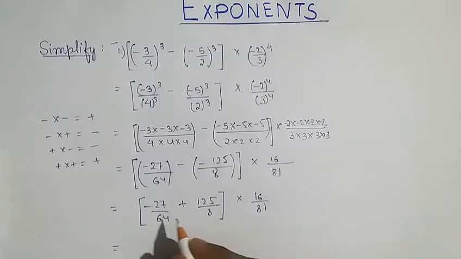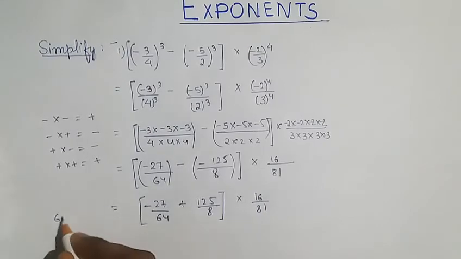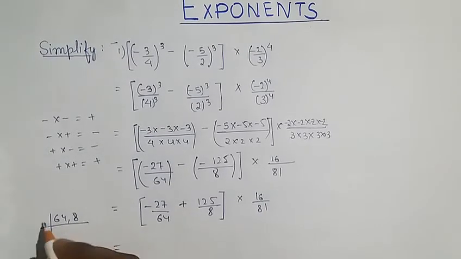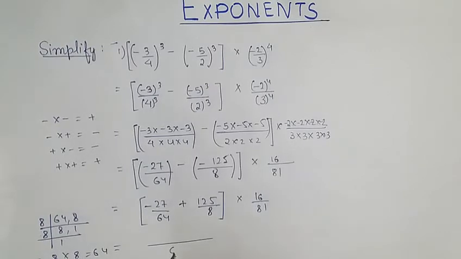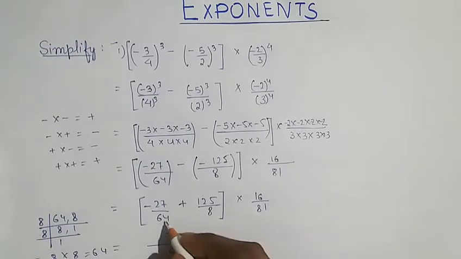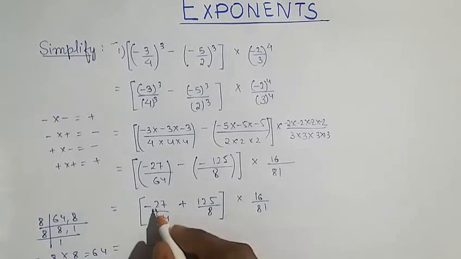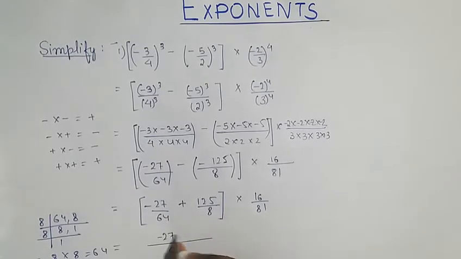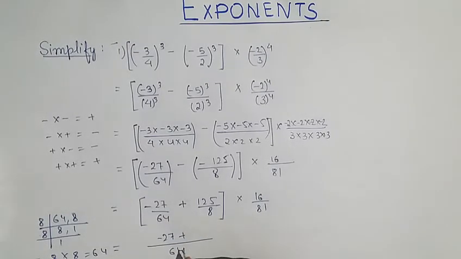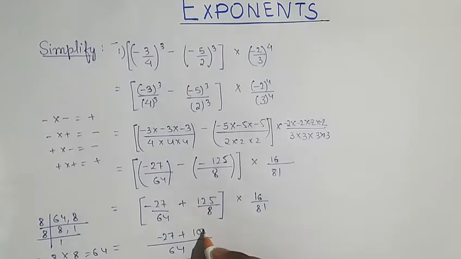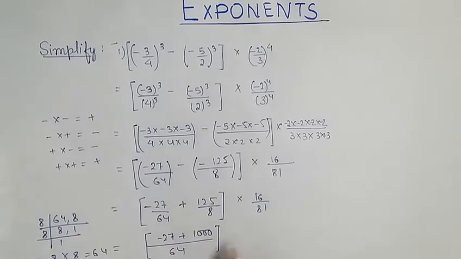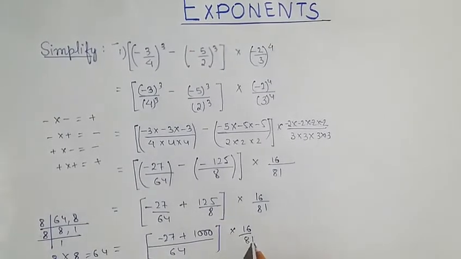Now here we have to add two fractions. So we will take the LCM of these two numbers, 64 and 8. 8 8s are 64, so the LCM will be 64. We will write this 64 over here, and since 64 1 times is 64, minus 27 into 1 is minus 27, plus 8 into 8 is 8 times 64, so 125 into 8 is 1000, into 16 upon 81.